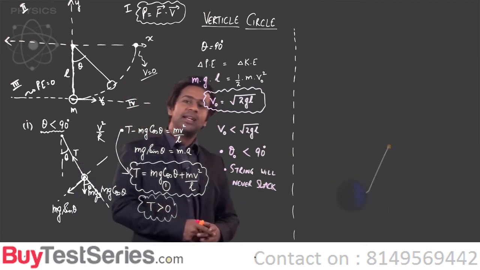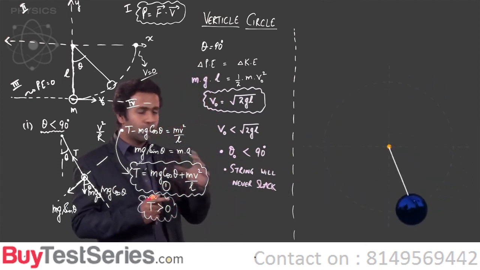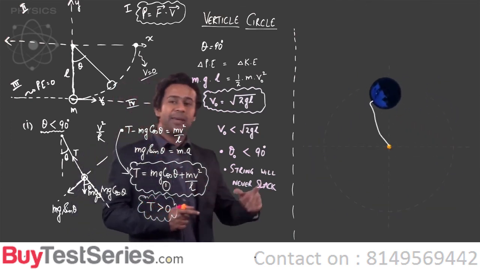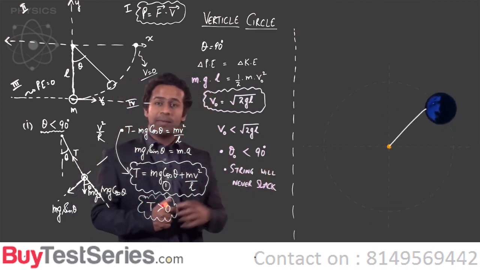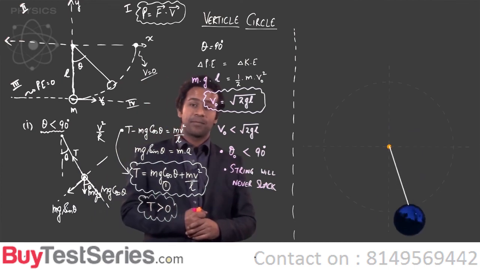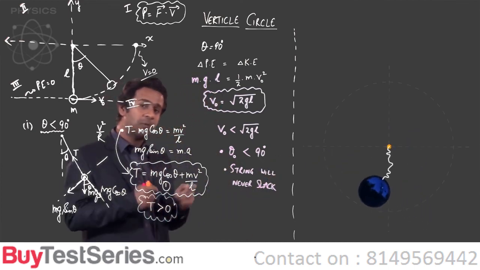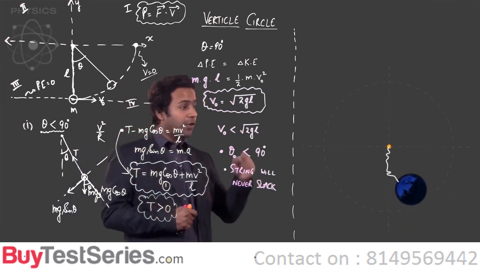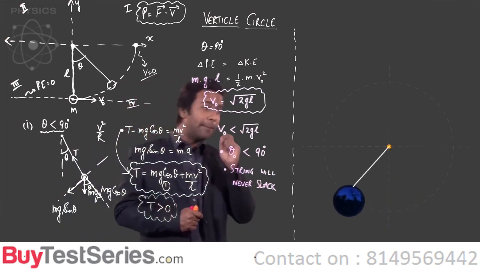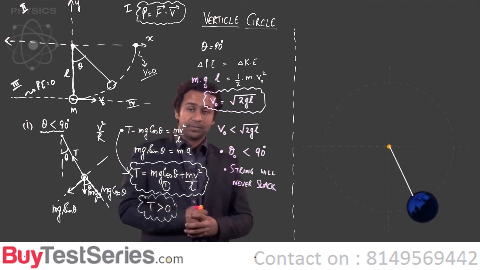Now the second possibility is that you've thrown the ball so fast that the string remains taut and it manages to complete a vertical circle. And this is exactly what we are trying to inquire into: the minimum speed that is needed for this pendulum to be able to complete a vertical circle.